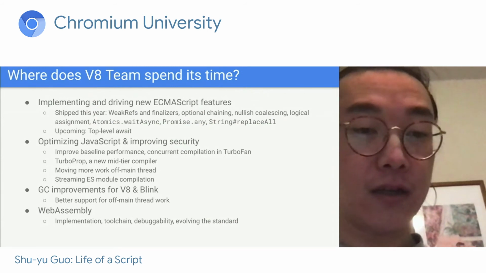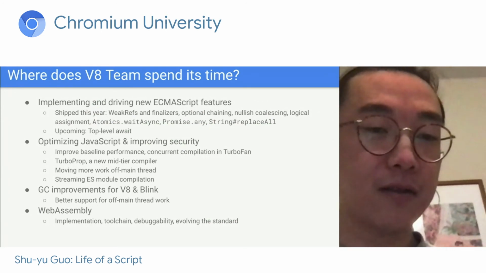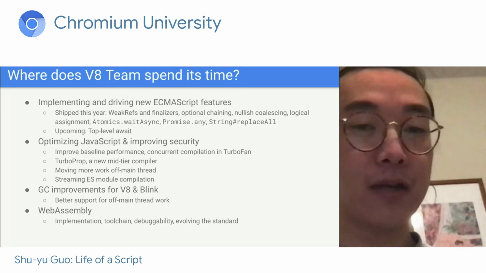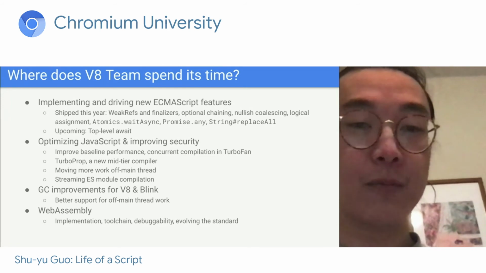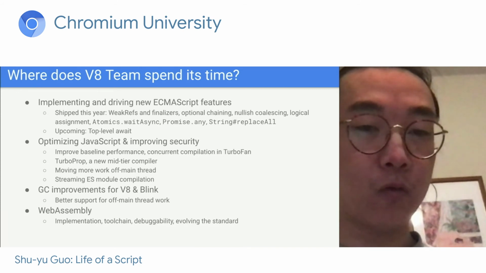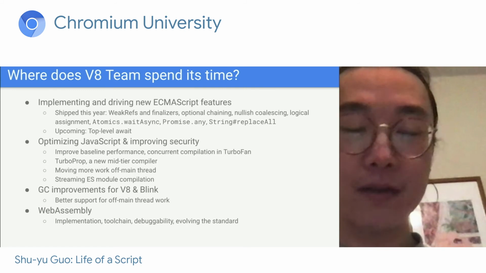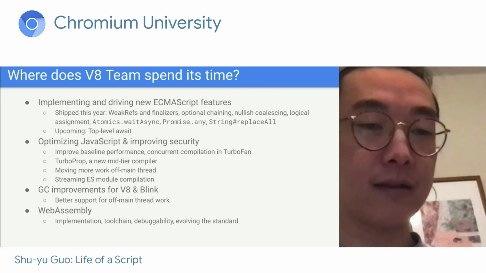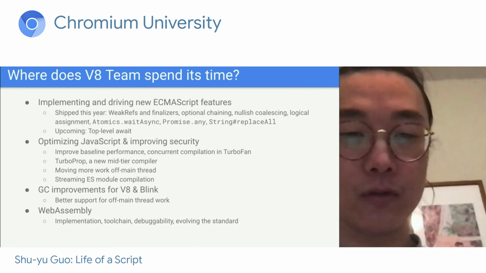In the GC and the memory subsystems, there are always improvements being made as well, such as making more things off main thread. There's a theme there. And WebAssembly is actually a whole separate set of folks who work on similar things to the JS side, like implementation of new features, involving the standard, working on the tools, and so on.